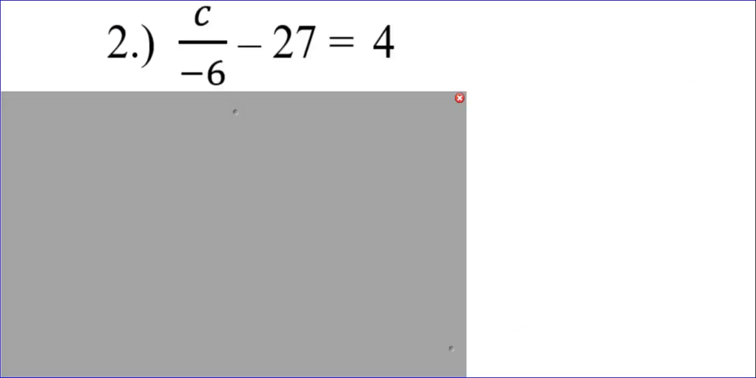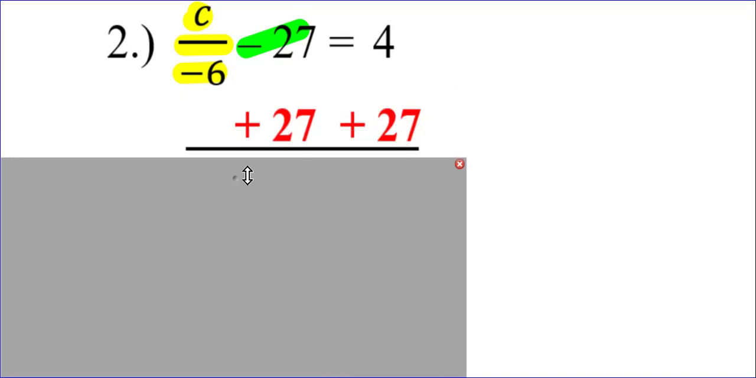Let's look at one more problem. What is happening to our variable? Here the c is in the numerator of a fraction and it is being divided by negative 6. Afterwards, it is being subtracted by 27. But we're going to reverse that order because inverse means do the opposite. So let's start with the subtracting by 27. Inverse is to add by 27.